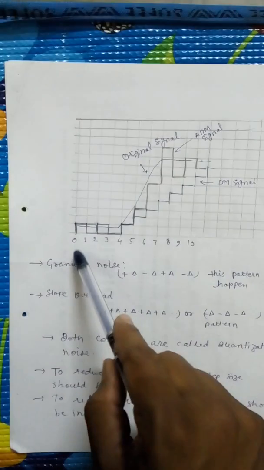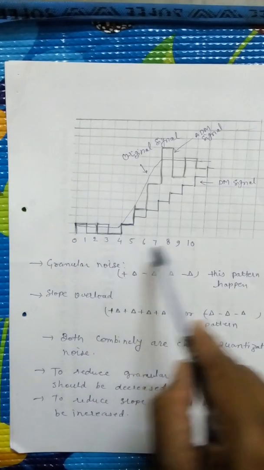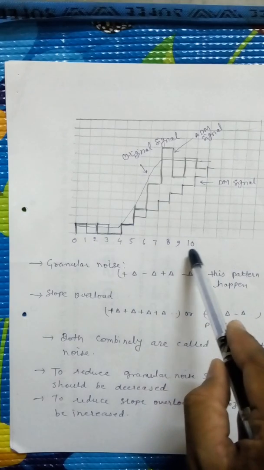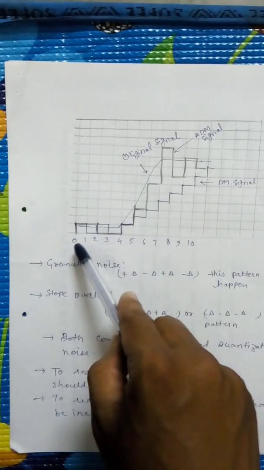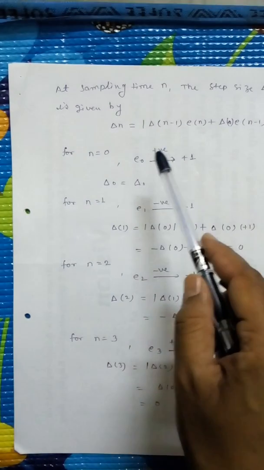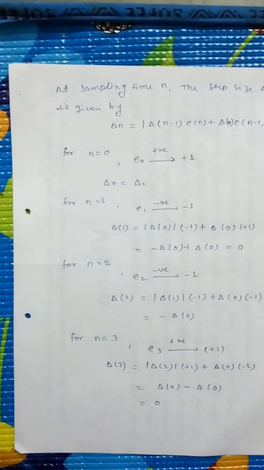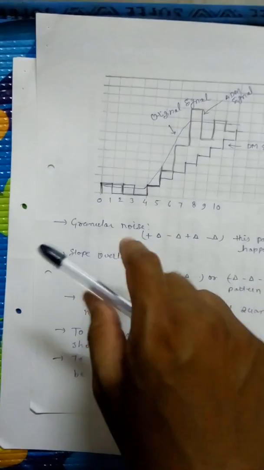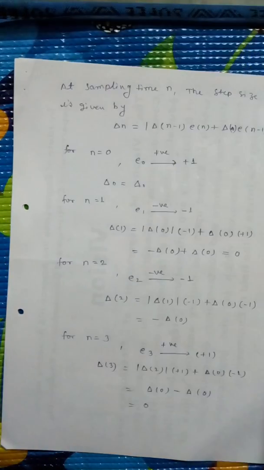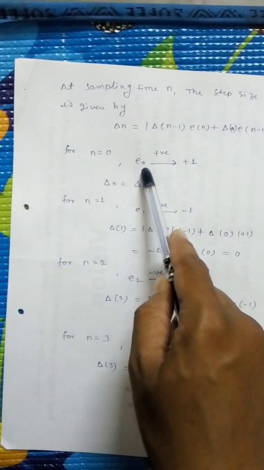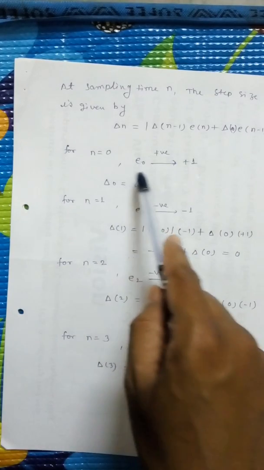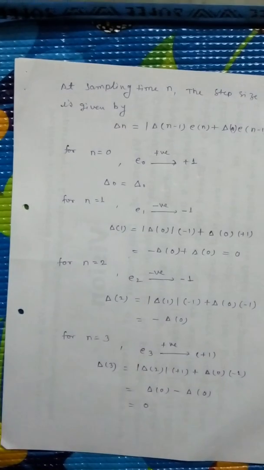In our signal, we take n equal to 0, 1, 2, 3 up to 10. This is the value of our n, that is the sampling instant. So we have marked sampling instants from 0 to 10. Now for n equal to 0, E0 means the error signal.